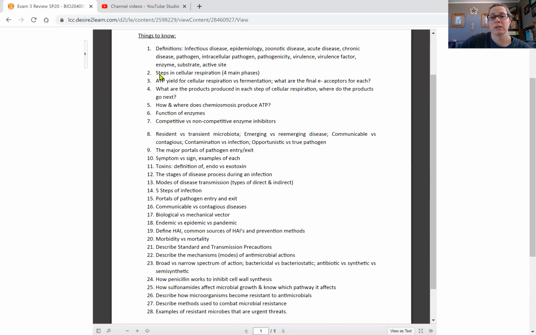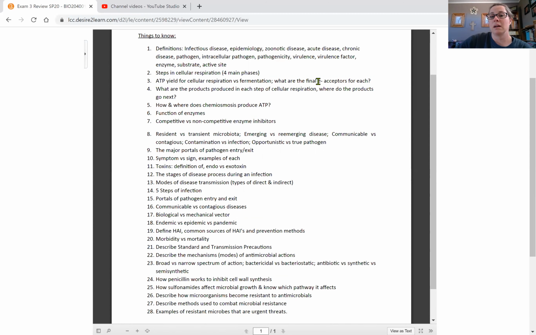Back in chapter 8, we talked about cellular respiration. There's 4 main phases. Remember those. The first one is glycolysis. The last one is electron transport chain. So remember what those are and what order they go in. Okay. ATP yield. At the end of cellular respiration, at the very end, how many ATP does a prokaryotic bacterial cell get from cellular respiration? How many does it get from fermentation? It's quite a bit less.